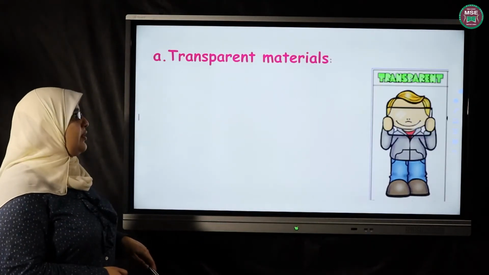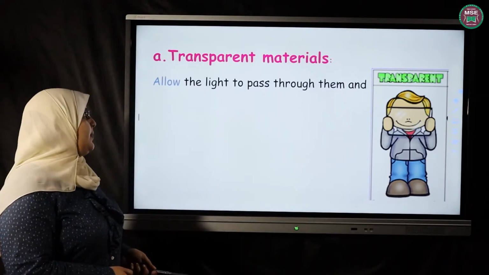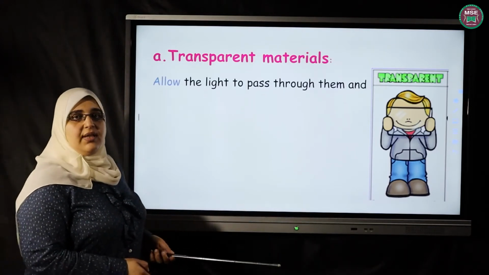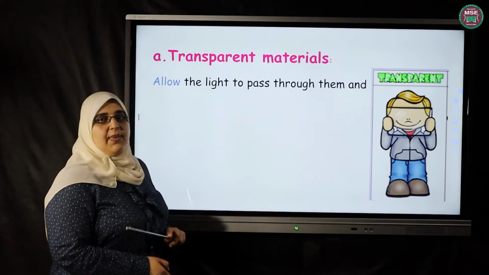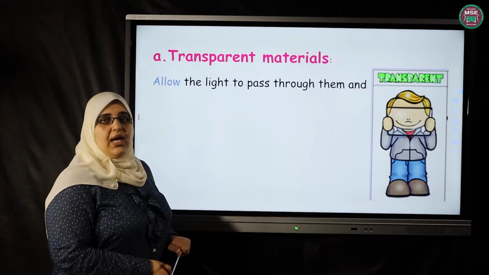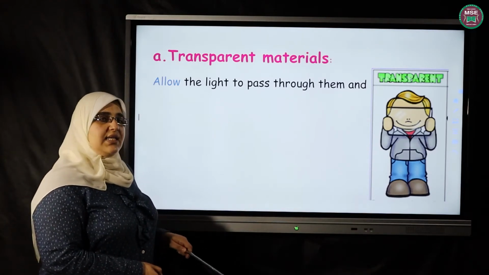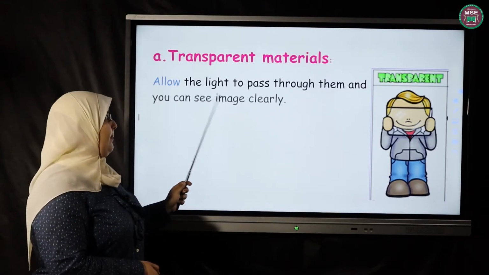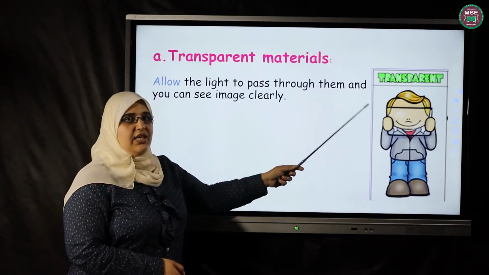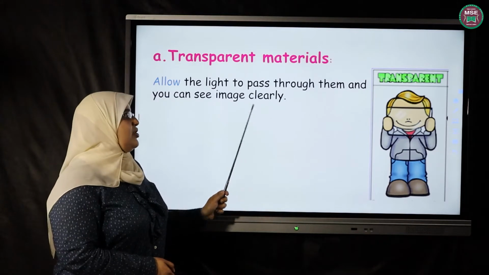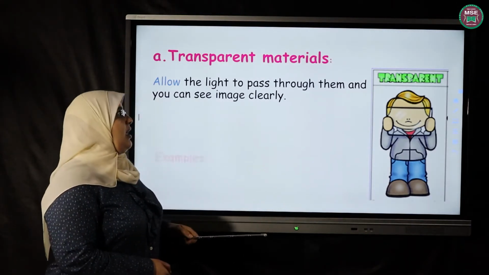Let's start with the first one, the transparent material. What is the transparent material? It is a material that allows the light to pass through them, such as the glass. The glass allows the light to pass through, and we can see the image behind it clearly, as we see here.